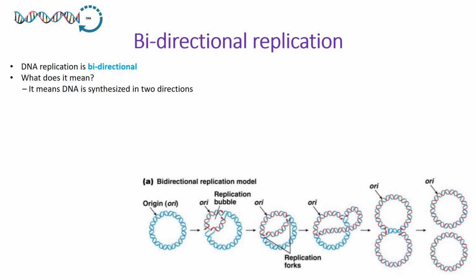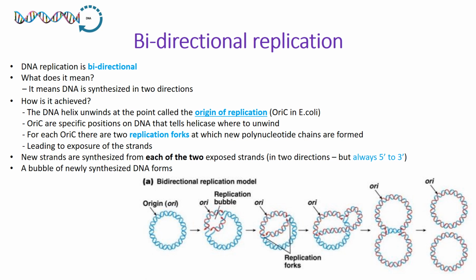DNA replication is also bidirectional. What does this mean? Well, it means that DNA is synthesized in two directions. So remember, the DNA helix is unwound by helicase, but this unwinding happens at a point called the origin of replication, ORI for short. Okay. The origin of replication is a specific position on the DNA that will tell the helicase where to unwind.